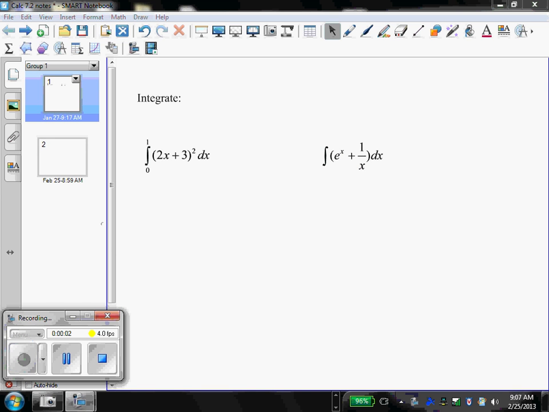Hi class, this is the section on using the substitution method with exponential functions. We're just going to start with a couple of warm-up problems. So you see the problems here written: the integral from 0 to 1 of (2x plus 3) quantity squared dx, and the integral of e to the x plus 1 over x. Go ahead and write those problems down and work them. You can put me on pause, and we'll see if you're right.